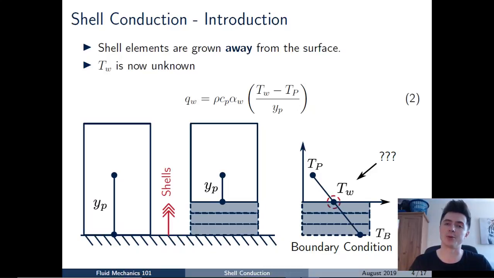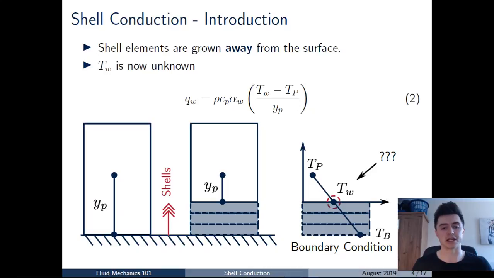The first thing that happens is the CFD code grows the shell elements away from the wall into the fluid. You can see in the diagram on the slide, the left image shows the original cell, and the second image shows what happens when 3 shell layers are grown away from the surface. The boundary, or the wall, stays in the same place, but the shell elements are grown away from the wall towards the centroid of the cell.